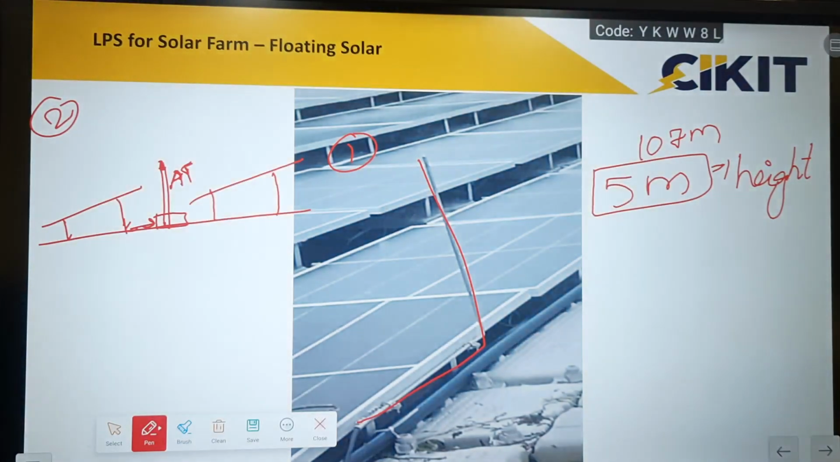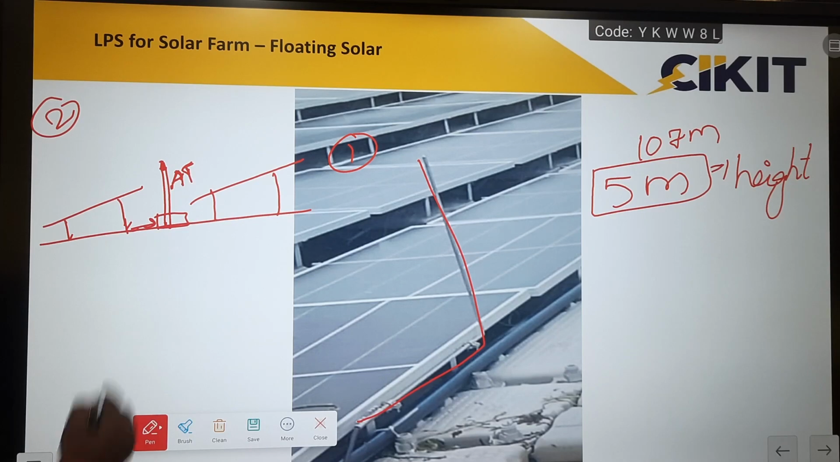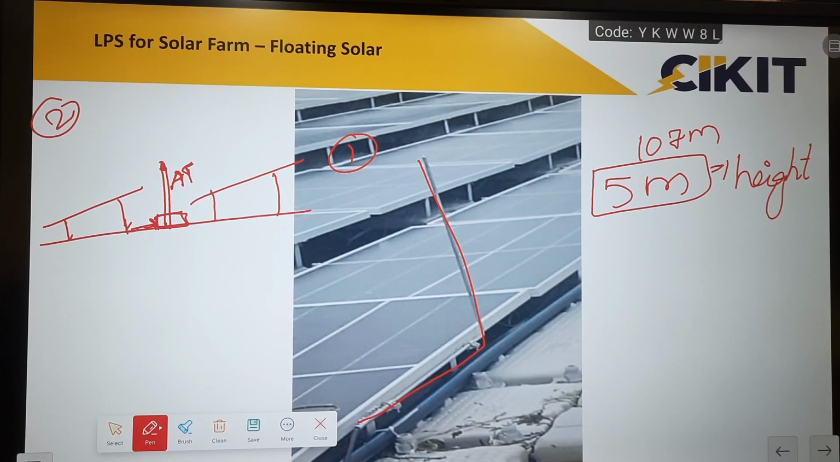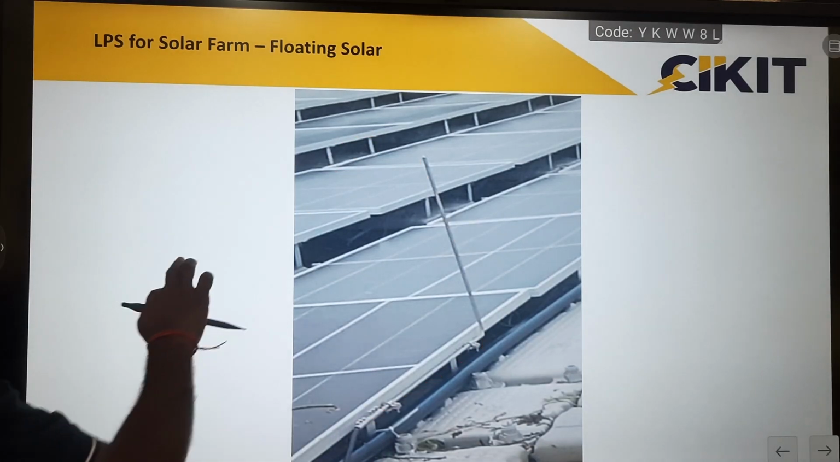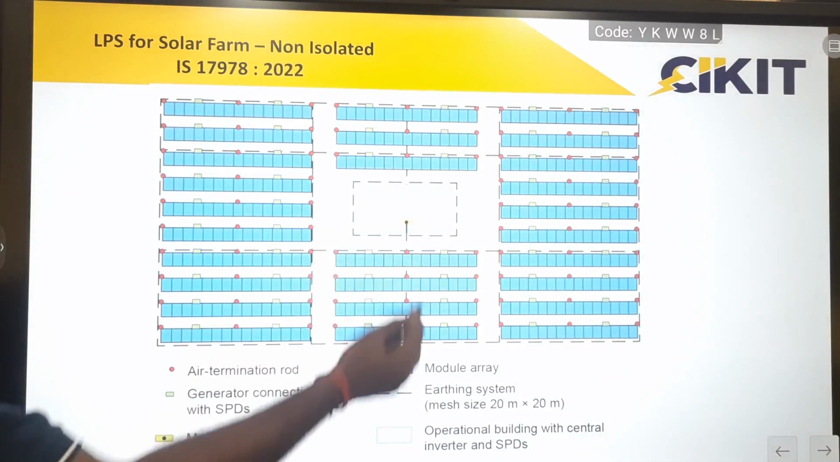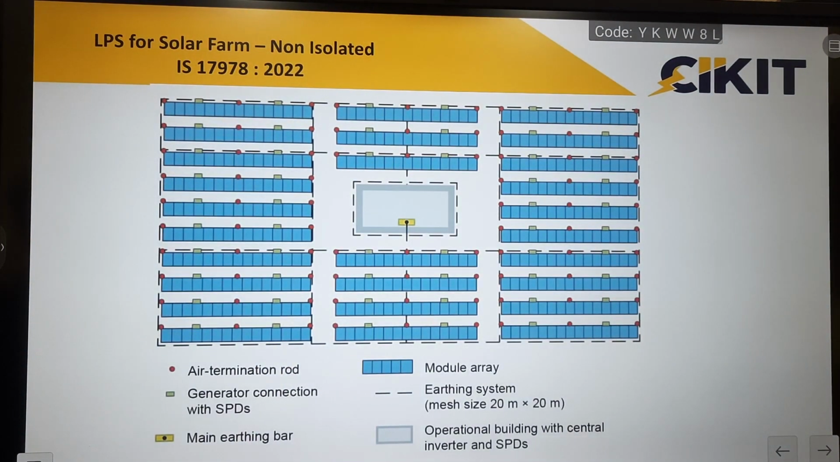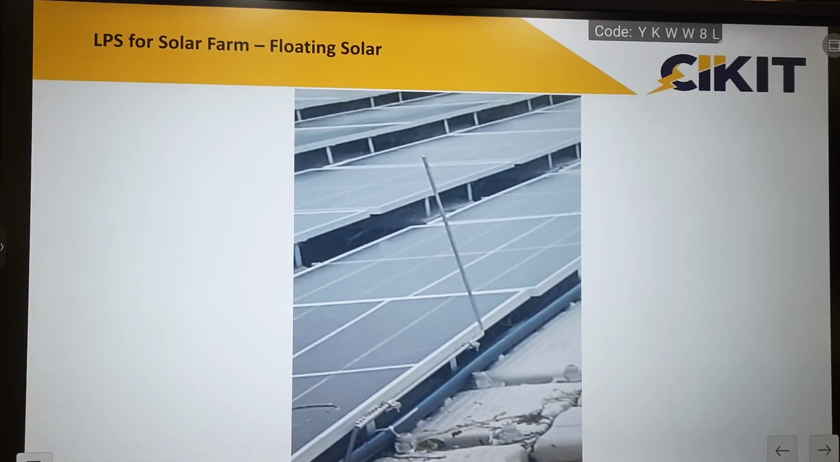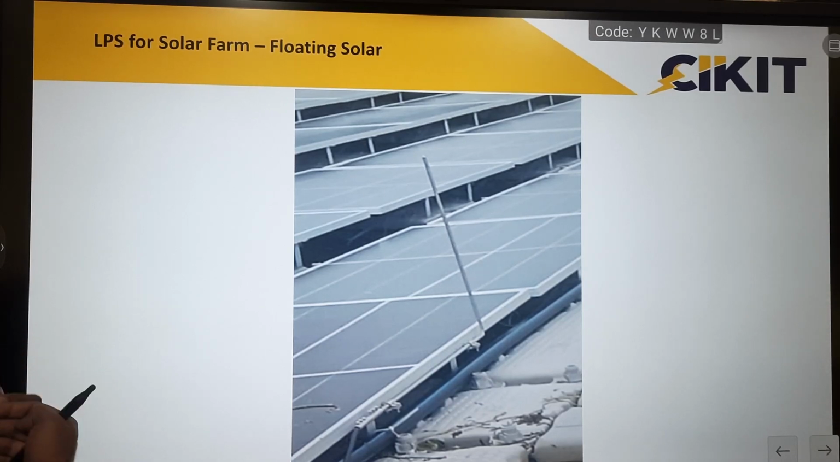Either we can directly mount the air terminal on the panel body itself, or we can provide separate support to mount this air terminal. And if we take the earthing, in the previous image we showed that all the air terminals are connected to the ground and they have provided an earth mat, and all these equipments are connected to the earth mesh. In floating solar, the air terminals and the panels, everything is mounted above the water body. So for floating solar, the earthing is done in the water itself. If any lightning strike passes, this current will be discharged into the water. So all the energy will be dissipated into the water.